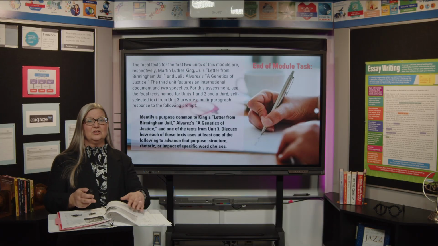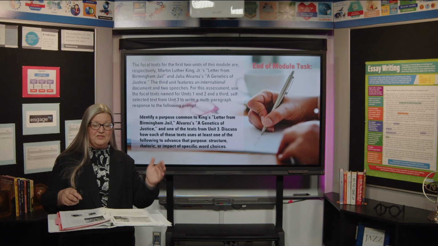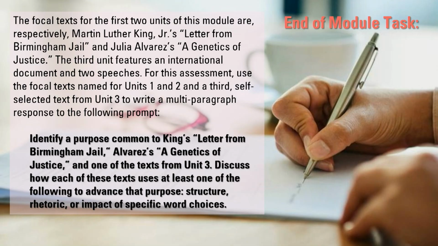Okay, so let's look more at what our end of the module task will be, and that's when we finish all 3 of these texts. So we're going to read Julia Alvarez's A Genetics of Justice this time. The last time that we met together, we read Dr. Martin Luther King's letter from Birmingham Jail, and the 3rd unit features an international document and 2 speeches. For the assessment, the focal text you'll use will be from units 1 and 2, but then the 3rd text you will select from unit 3. So you'll get to choose which text from unit 3 you use.